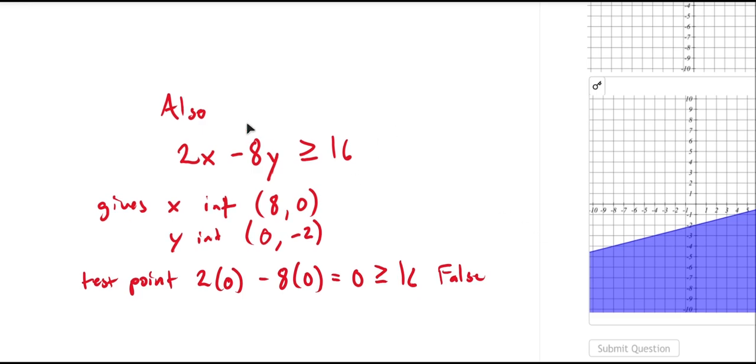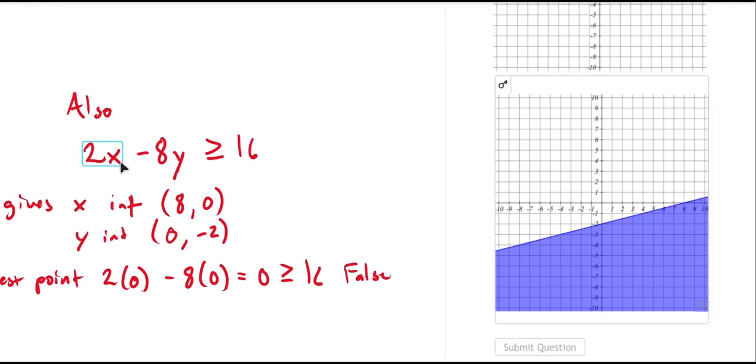One other way we could have proceeded to graph something like this, since it's already in this really nice standard form, we could have plugged in 0 for y and divided by 2 to get the x-intercept, plugged in 0 for x and divided by -8 to get the y-intercept, and still used our test point right here. Would have been real easy to plug in and get 0 is greater than 16. That's, of course, false, and so we would shade away from the origin.